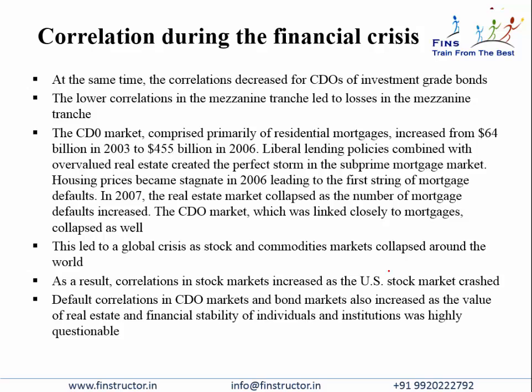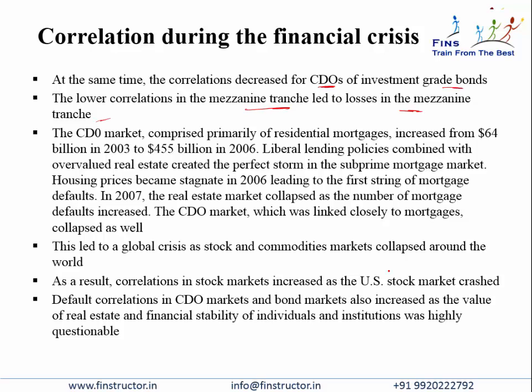And at the same time, we also saw that the correlations decreased for the CDOs of investment grade bonds. Because investment grade could now also be downgraded to junk, as we saw with Ford and General Motors, the correlations that existed in the past did not continue to hold in this period of crisis. So even the mezzanine tranches now had a lower correlation amongst different categories of bonds or different categories of CDOs. So this led to losses in the mezzanine tranches as well.